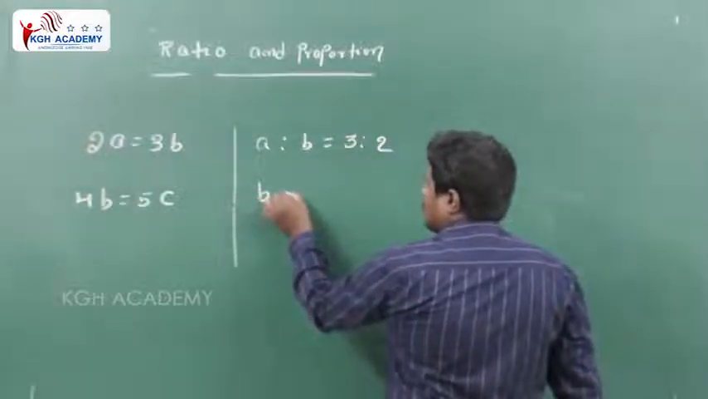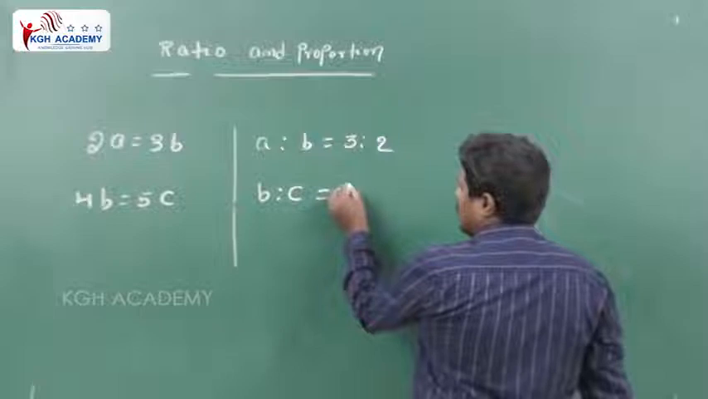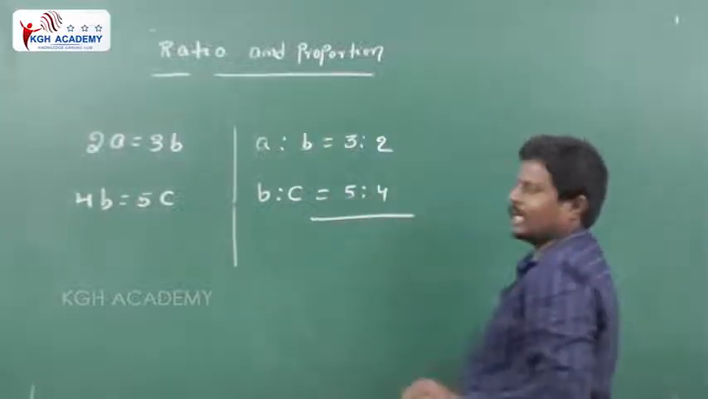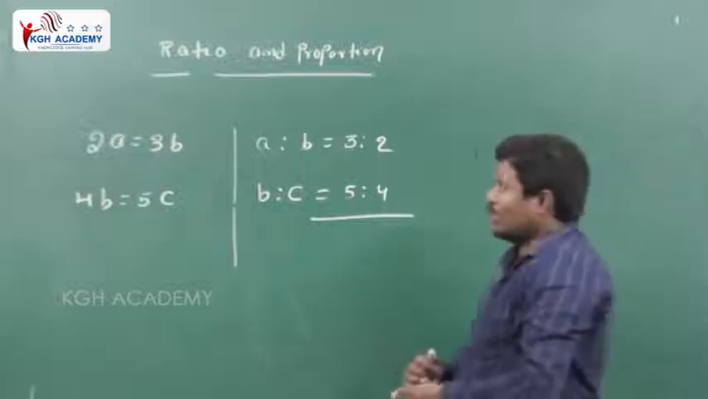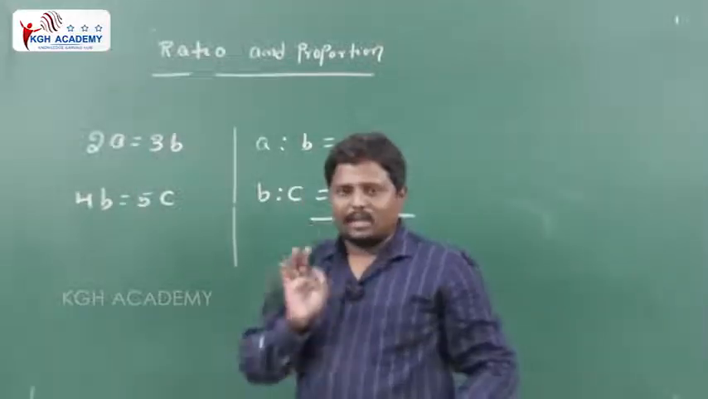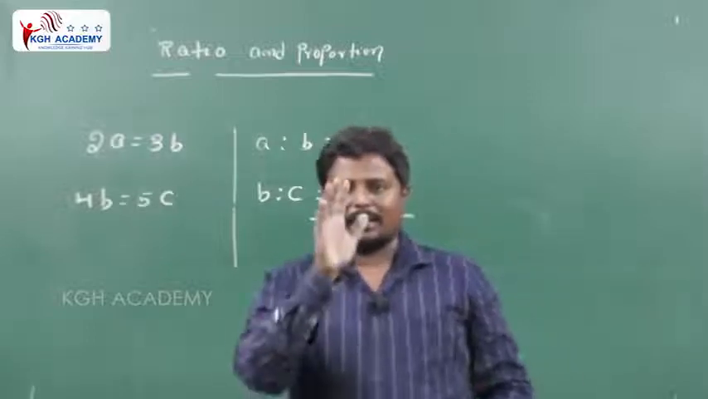From this equation, what is the ratio of B and C? It is 5:4. We need to take a combined ratio. First of all, my dear friends, to combine any ratio, this is a very, very important point. Listen carefully.